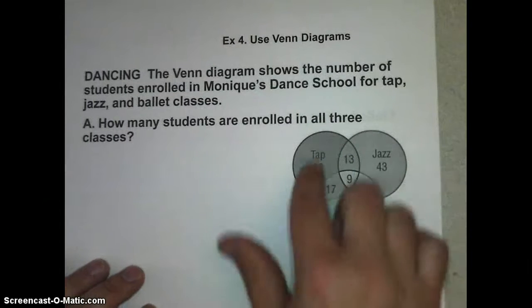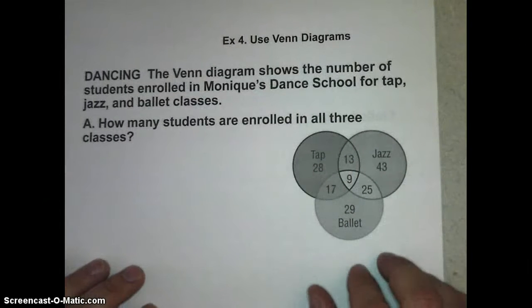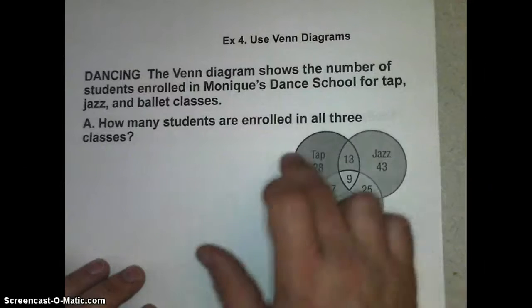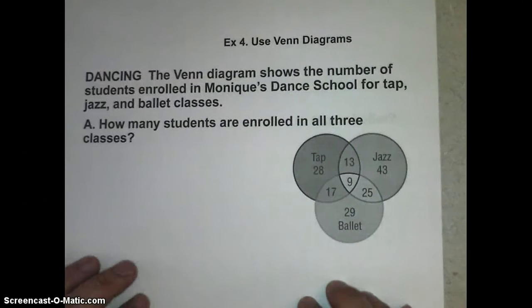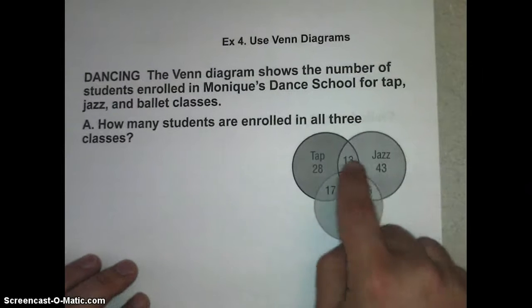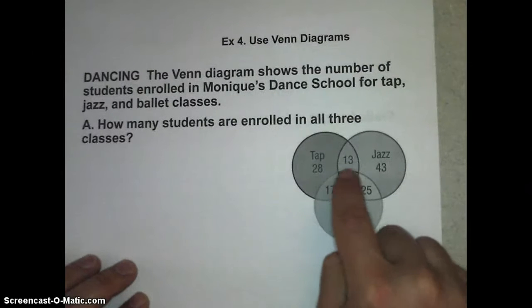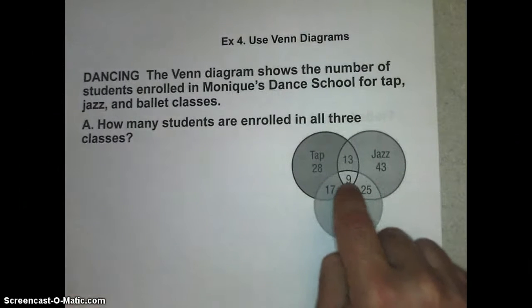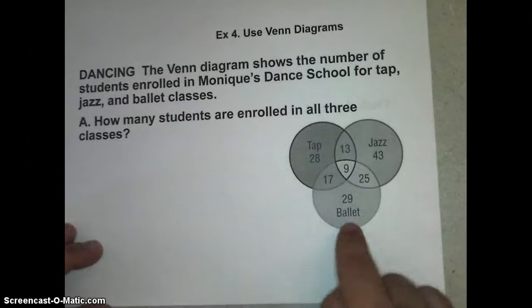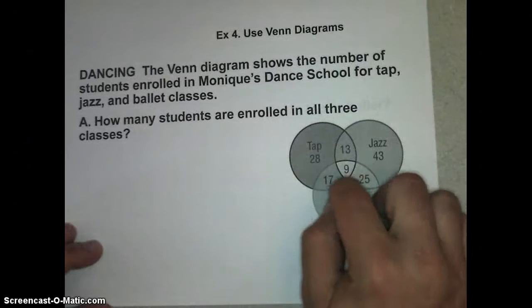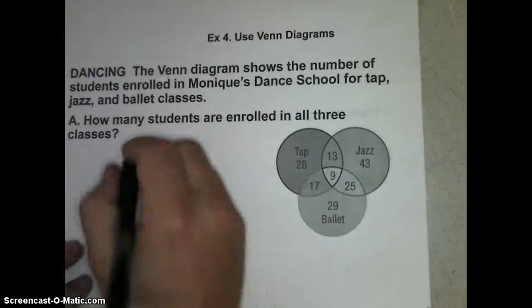So, this Venn diagram shows the number of students enrolled in Monique's dance school for tap, jazz, and ballet. The three different categories are there. How many students are enrolled in all three classes? Well, the intersection of all three circles gives us this small space here, and we would call this the conjunction of all three sets: students that are in tap, jazz, and ballet. The conjunction of all three is a set of 9 students.